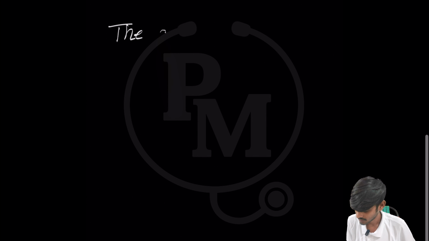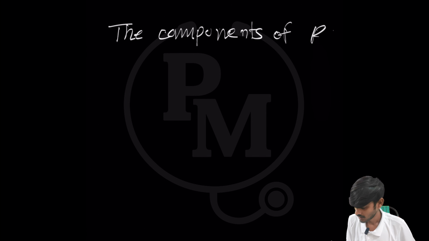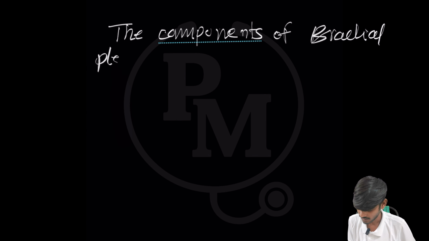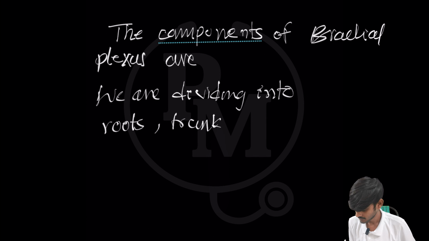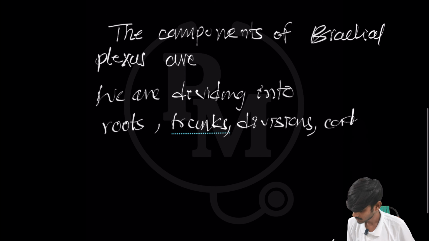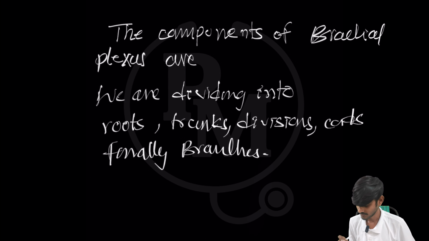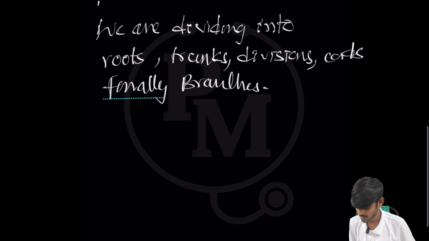The components of brachial plexus are, for our understanding, we are dividing into roots, trunks, divisions and cords, finally branches. Let us learn in a detailed way of these brachial plexus.